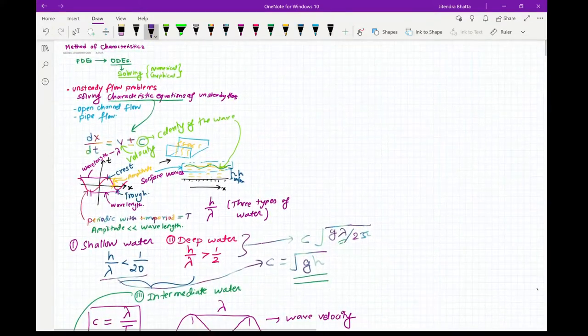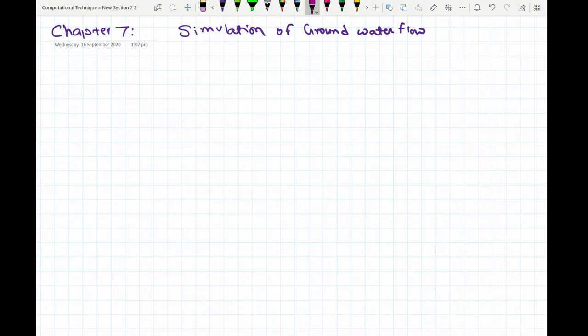Hello everyone. In the last session, we looked into the method of characteristics, where we solved certain partial differential equations which are dependent upon space and time using ordinary differential equations. Now today, we are going to look into the seventh chapter, where we will discuss simulation of groundwater flow.